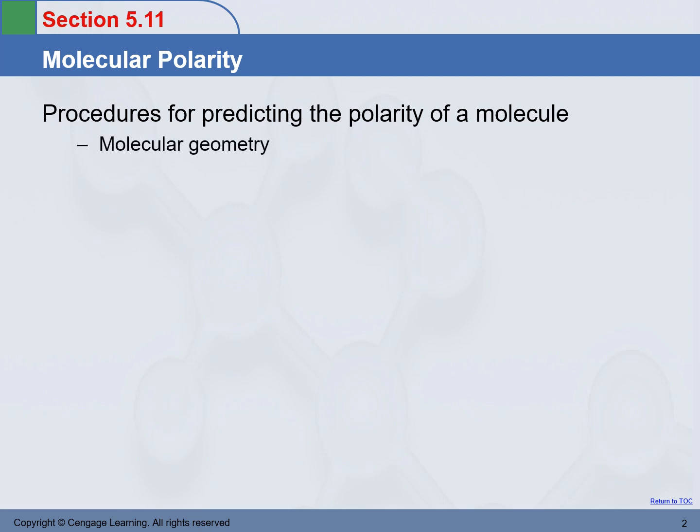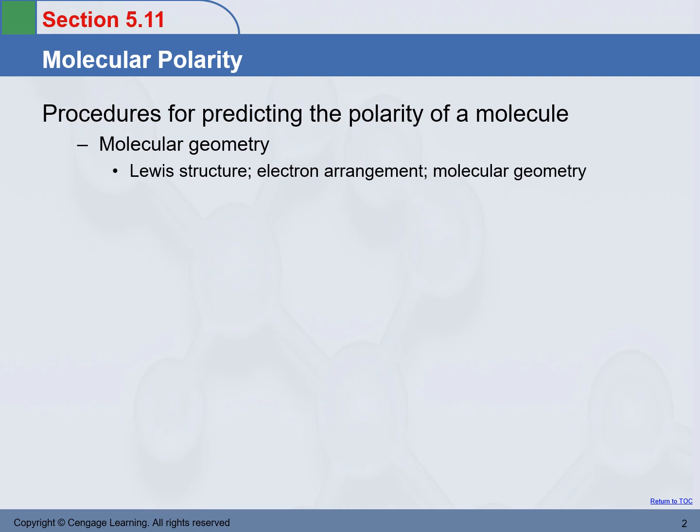So first of all, in order to know the polarity of a molecule, you need to know the molecular geometry of it. Remember the overall procedure to figure out the shape or geometry of a molecule. You need to draw the Lewis structure first, then decide the electron arrangement. It could be linear, it could be trigonal planar, it could be tetrahedral. Then you predict the molecular geometry depending on how many electron groups around the center atom are bonded and how many are non-bonded.